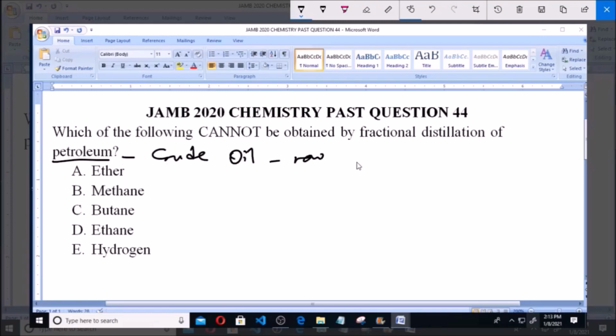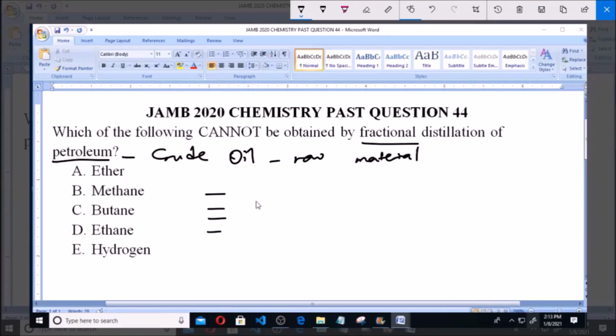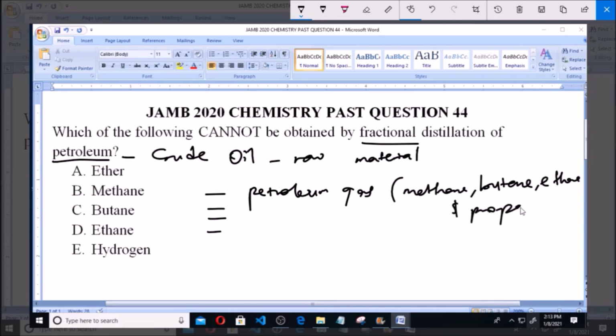is a raw material. Now, this crude oil undergoes fractional distillation, so it can be split into its various components. Once petroleum is fractionally distilled, the resulting substances include the petroleum gas. We have the petroleum gas that includes methane, butane, ethane, and propane. So these four compounds are petroleum gas.